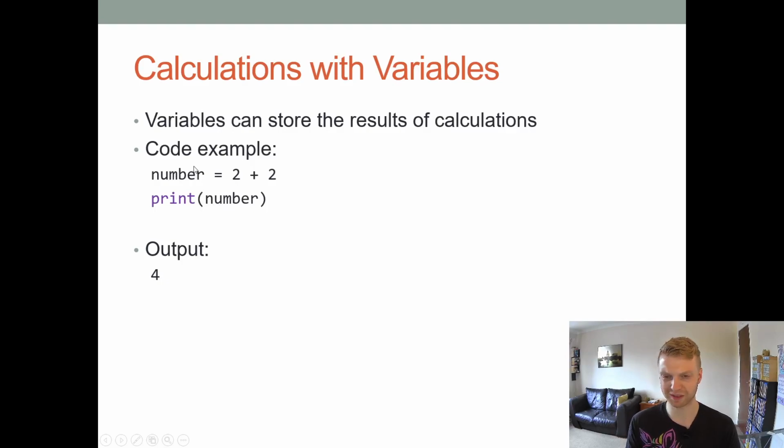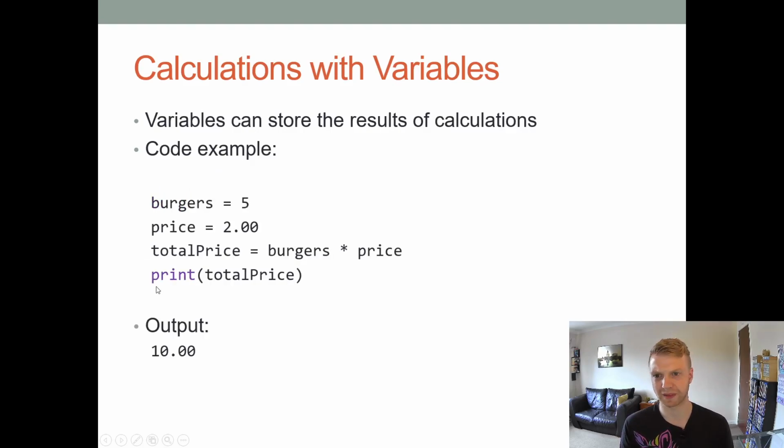So remember, think of it like a jar. That jar is called number and we held 4 in number until you said print and you actually get to see the contents of it. You can make it a bit more complex.